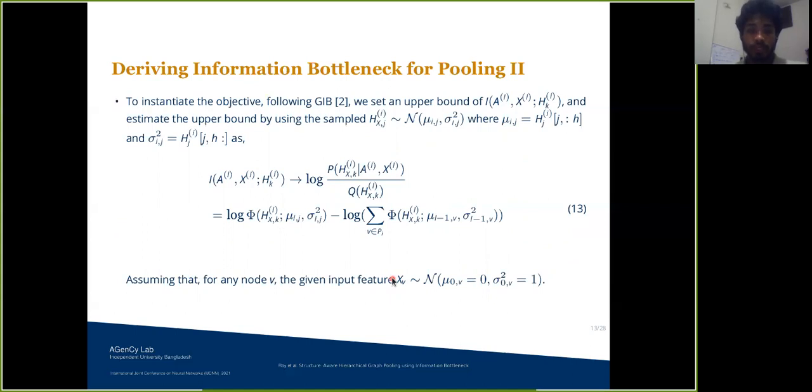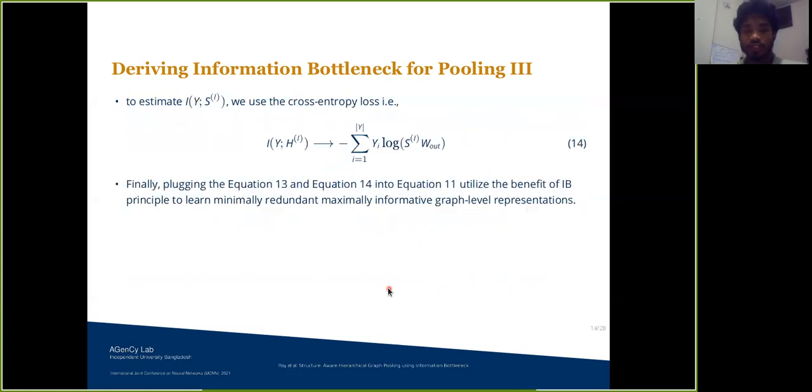Following the recent GIB, we set an upper bound on I of AX and S_k and estimate the upper bound by using samples from a normal distribution, where the parameters mu and sigma squared are learned through our GNN. Finally, we can rewrite I of AX and S as log of P of S given AX over Q, and we can simplify this term, and we assume that the given input features follow a normal distribution with mean 0 and standard deviation 1.